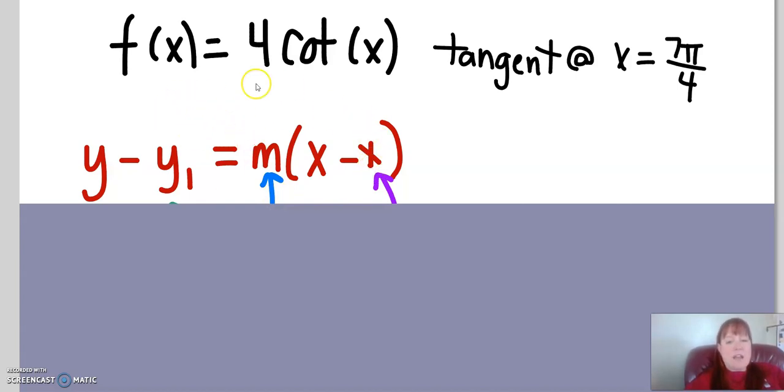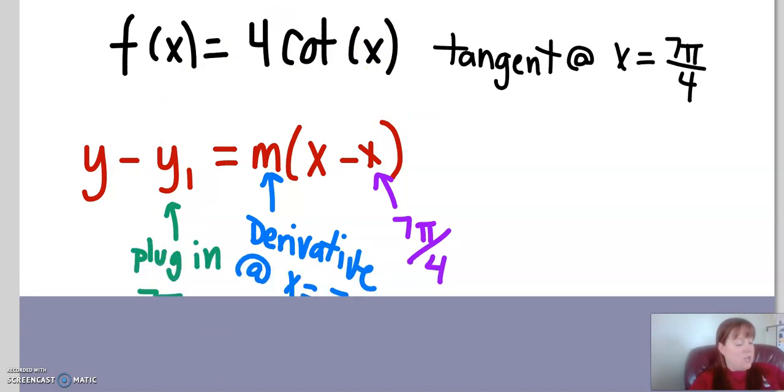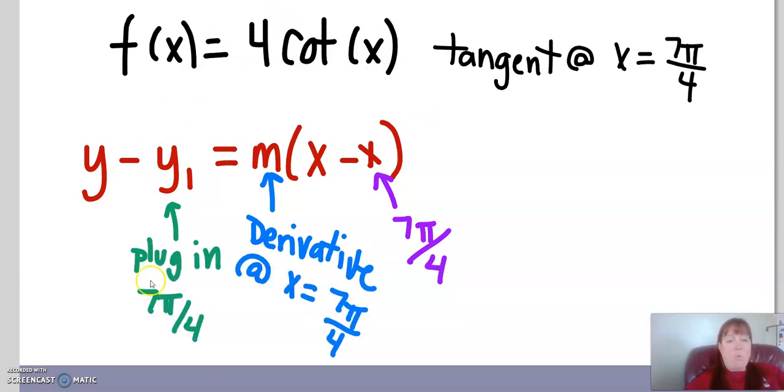And then I can find our x and y values, because I already know the x value at this point, and if I plug that x value into the original function, I'll get out the y value. I plug 7 pi over 4 into the original function. X is just 7 pi over 4 because this is a point on the curve. This point also has to exist on the tangent line because they touch at this exact point. And then we're going to use the derivative to find the slope.